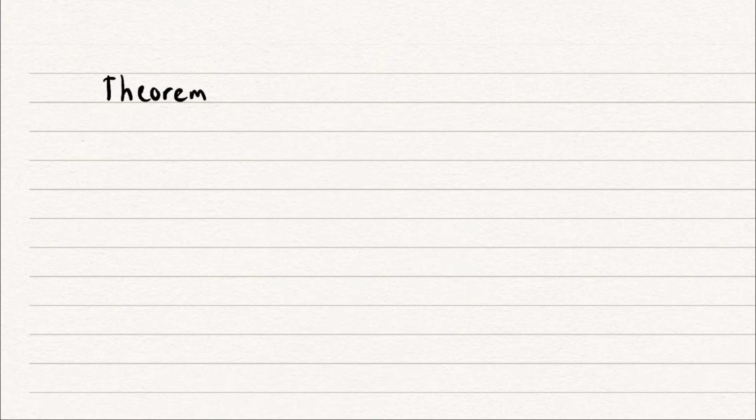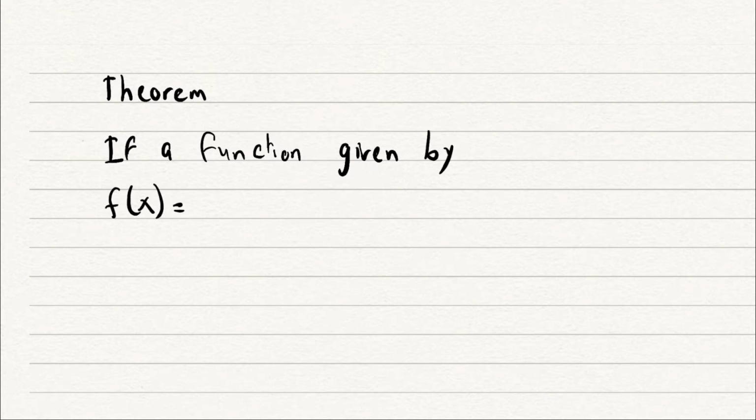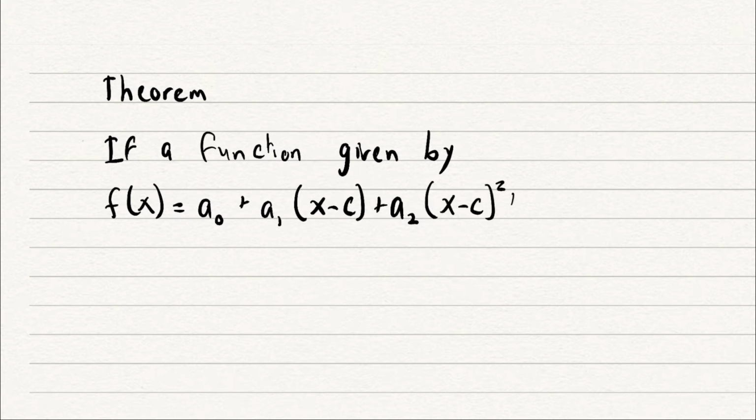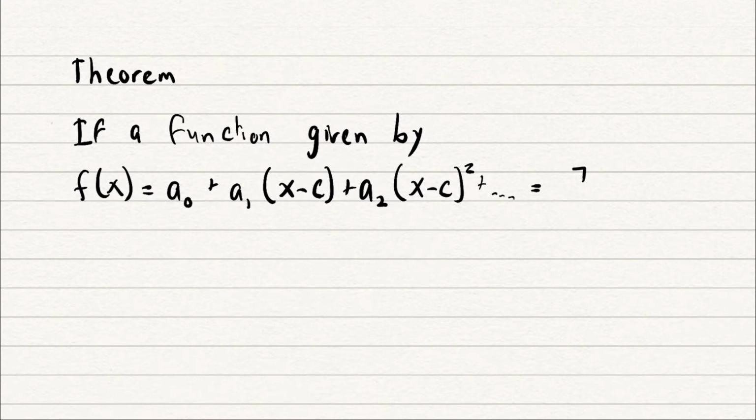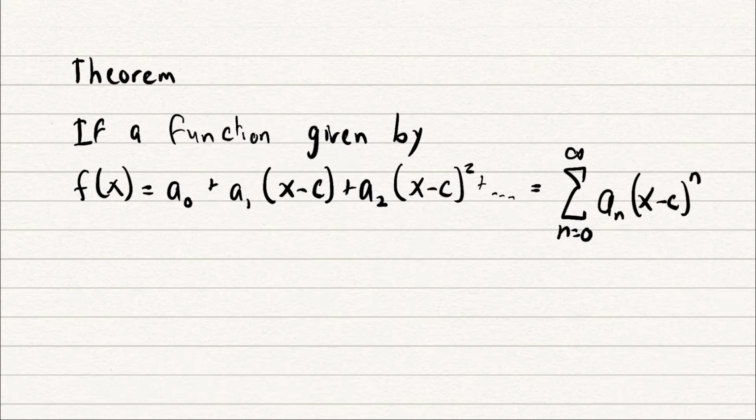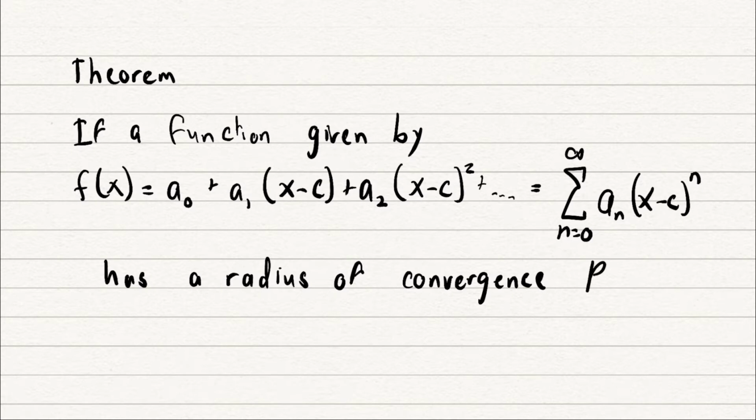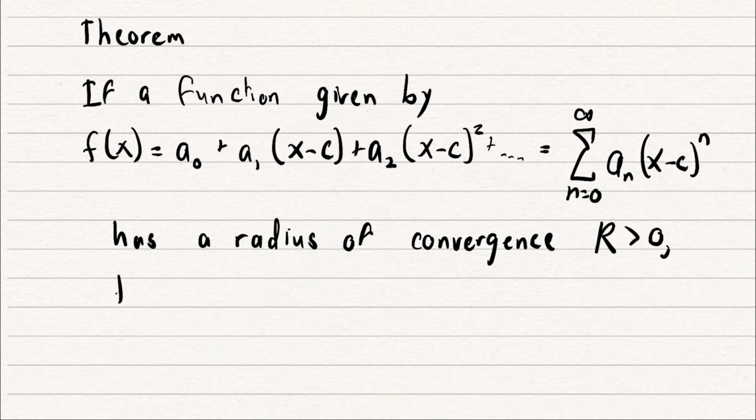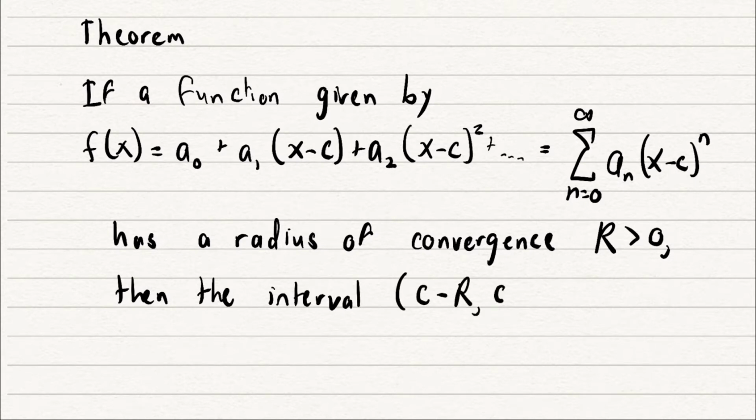So a theorem. We're going to say if a function given by f of x is equal to a sub 0 plus a sub 1 (x minus c) plus a sub 2 (x minus c) to the second power plus dot dot dot, which is equal to the summation when n is equal to 0 goes to infinity of a sub n (x minus c) to the n power, has a radius of convergence capital R greater than 0, then the interval (c minus capital R, c plus capital R).